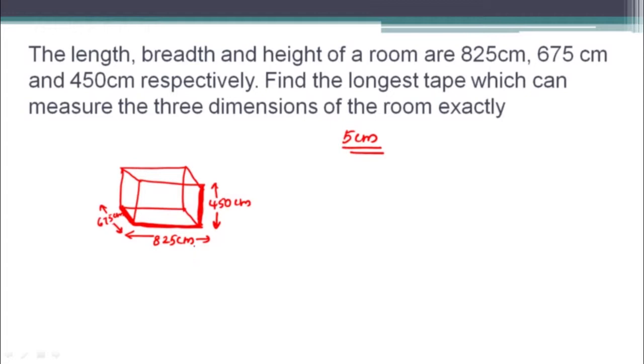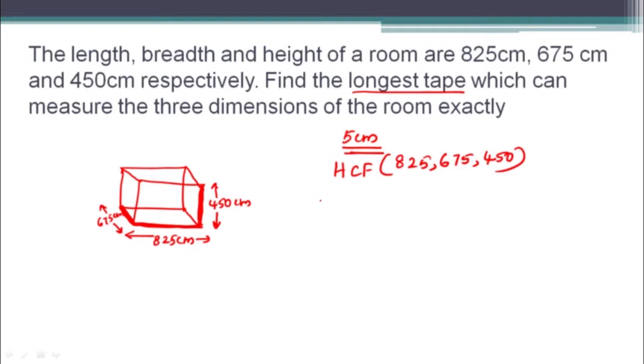Basically here I have to find out the longest tape which can measure the three dimensions of the room exactly. So I have to find out the highest common factor of the three numbers 825, 675 and 450. See, I considered 5. 5 is a factor of all these three numbers. That's why I could say that if I have a 5 centimeter tape, I can measure all the sides exactly. But here I have to find out the longest tape, which means that I have to find out the highest common factor of these three numbers. So what is the highest common factor of these three numbers? Calculate that. That will be your answer.